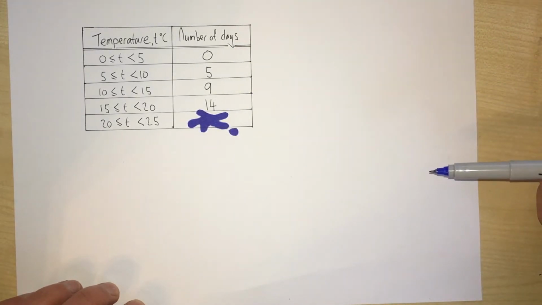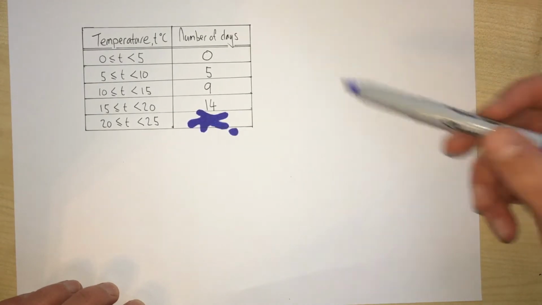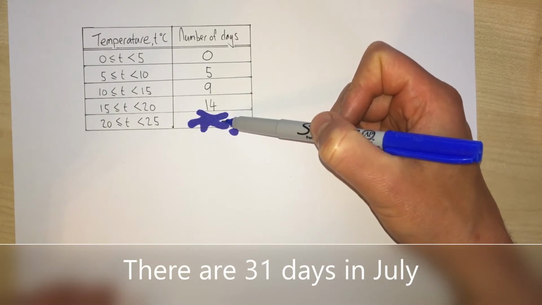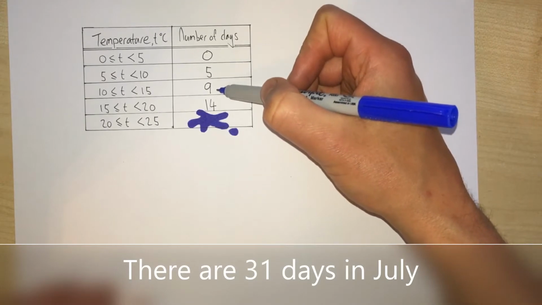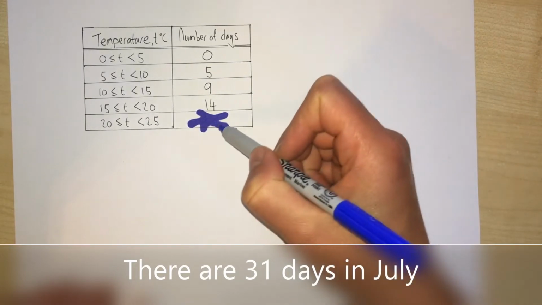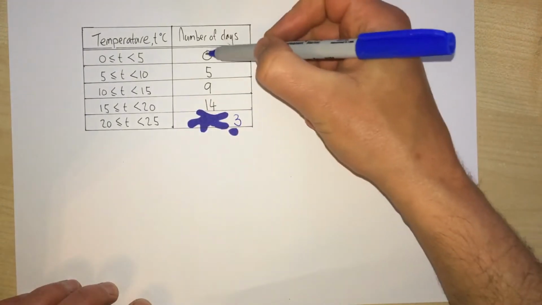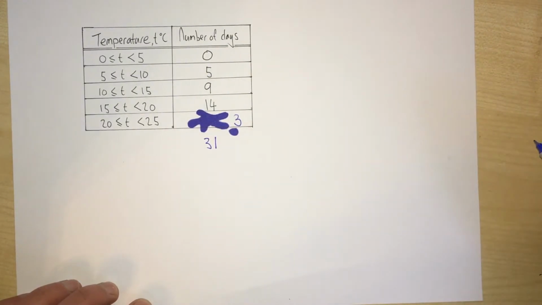that entry is. There are 31 days in July, so the total of all of these days should add up to 31. Let's see what we've got so far. 5 plus 9 is 14, plus another 14 is 28, which means the number here must be 3. And that gives me 31 days, which is correct for July.